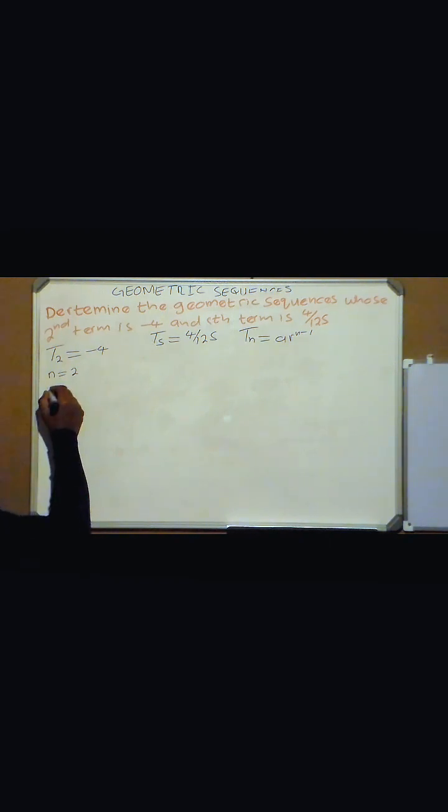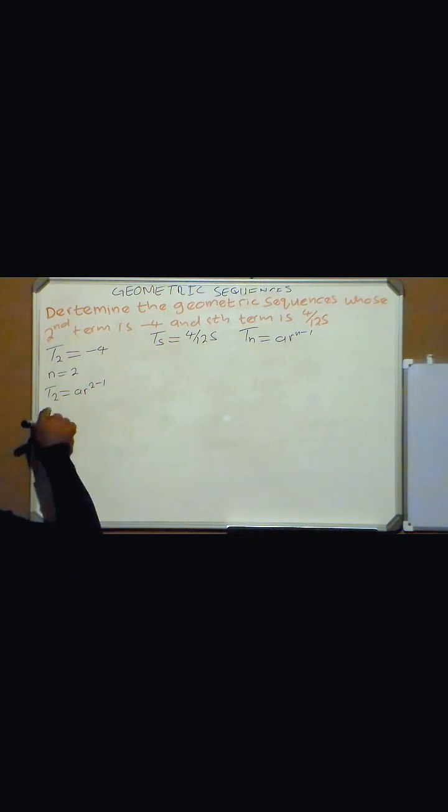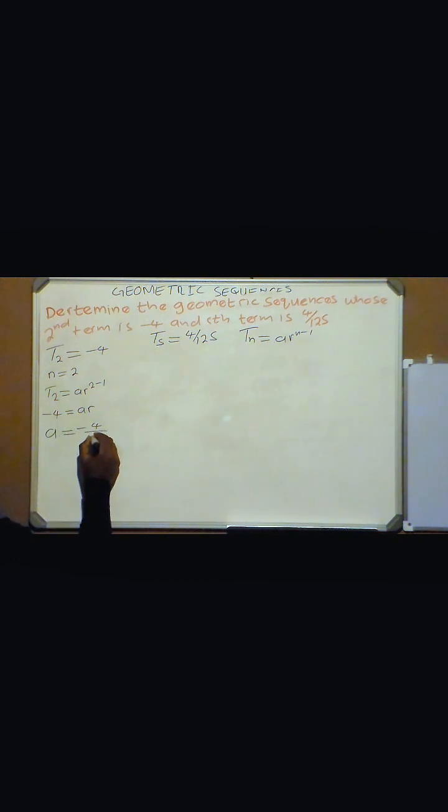So we have T2 equals a r^(2-1). We know that T2 is equal to -4, so we have -4 equals a r. So I'll divide by r on both sides. I want to make a the subject of the formula, so therefore a should be equal to -4 over r. I'll call this my equation 1.